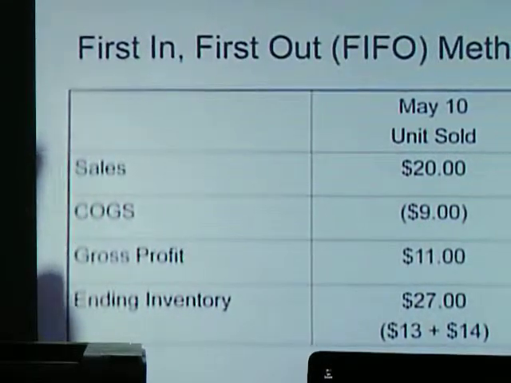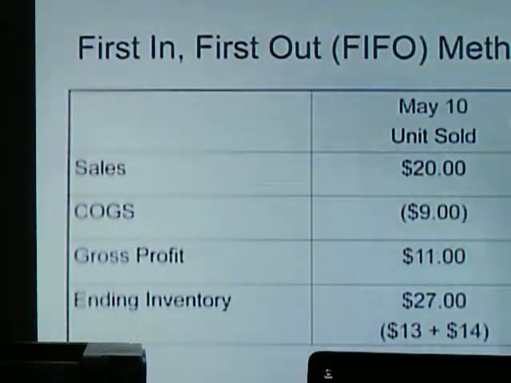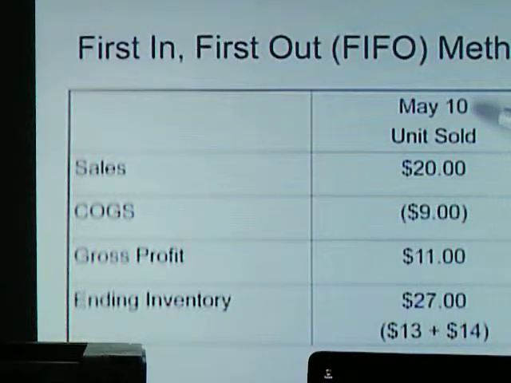Under the first in, first out method, we sold the May 10th purchase for $20. Our cost of goods sold is $9. That leaves us with a gross profit of $11. Ending inventory is now $27. It's made up of the $13 and the $14 unit that we paid for. And this is how first in, first out is assumed.